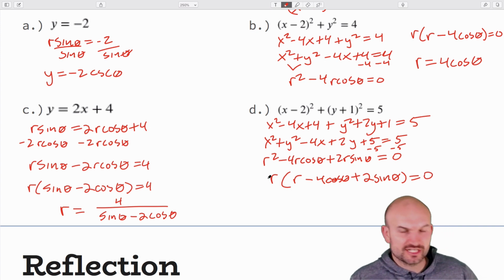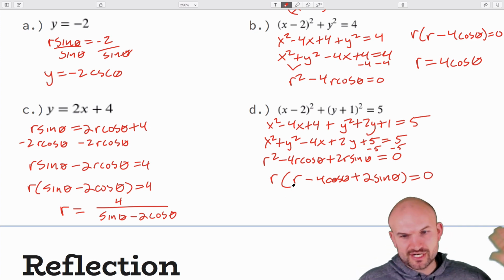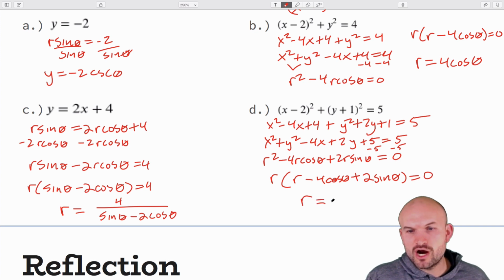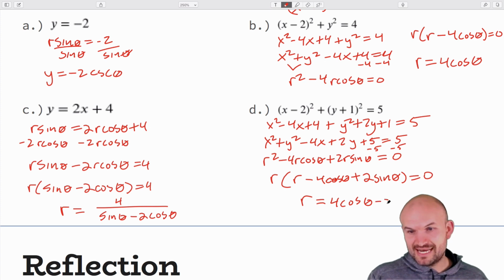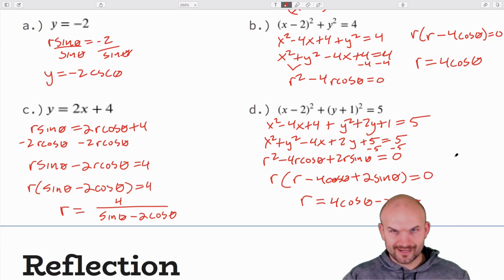Again, this r is going to go to 0 or we set the other factor equal to 0, and it's fine. Therefore, we have r equals 4 cosine of theta minus 2 sine of theta. Slow down. So there you go.